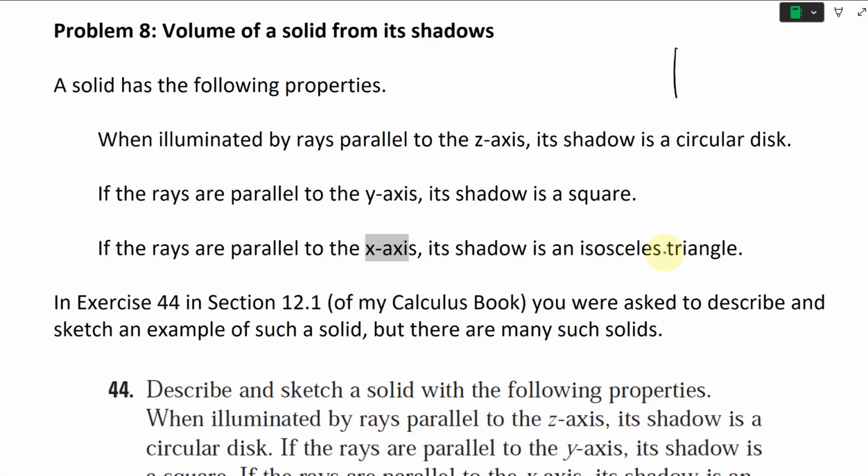So this is basically going from the top, you're going to have a circle. From the side, you're going to have a square. And then from the x-axis, so going into the page like that, you're going to have a triangle. So now the question is, what shape is this?